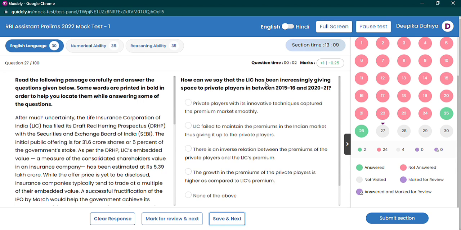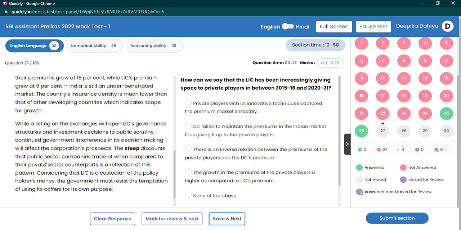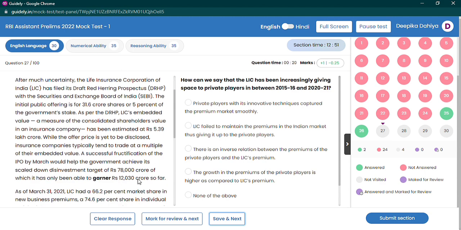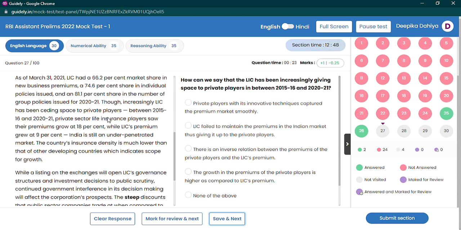Then there is, why can we say that LIC has been increasingly giving space to private players between 2015-16 and 2020-21? So now we will see where 2015-16 is written. So here it is written, increasingly LIC has been ceding space to private players between 2015-16 and 2021. Private sector life insurance players saw their premium grow at 18%, while LIC's premium grew at 9%. Okay, and why is it so? India is still an under-penetrated market. The country's insurance density is much lower than that of other developing countries, which indicates scope of growth.